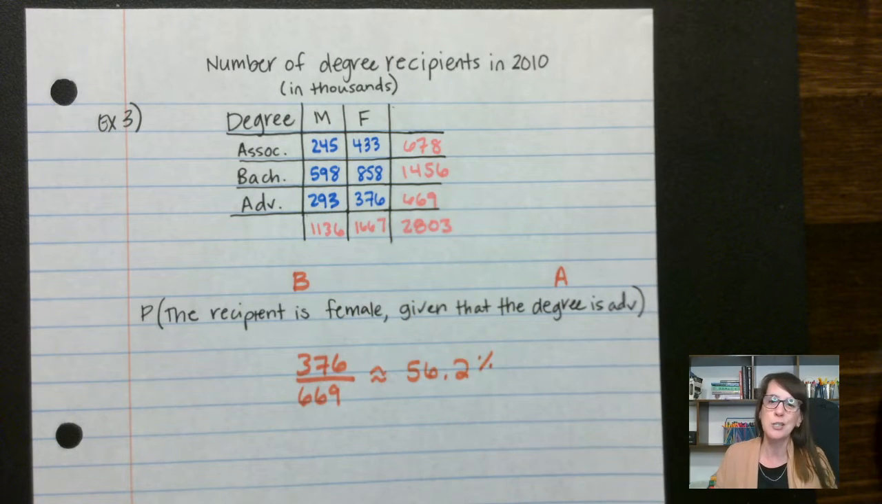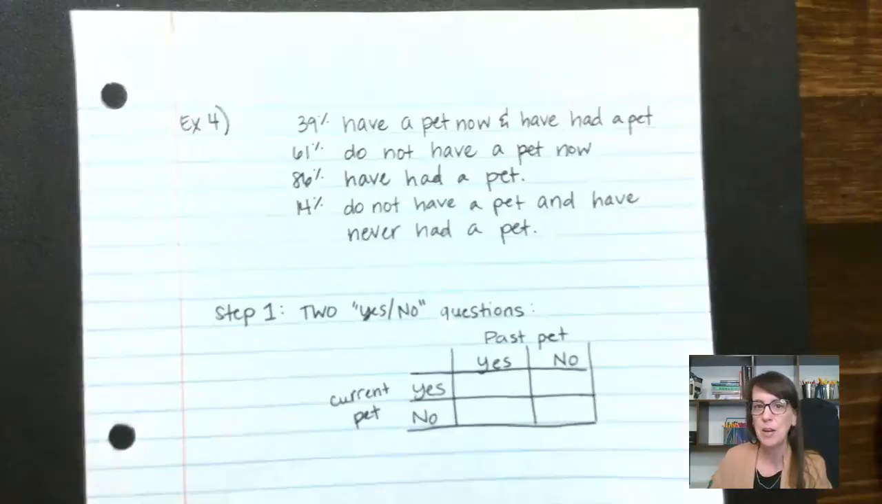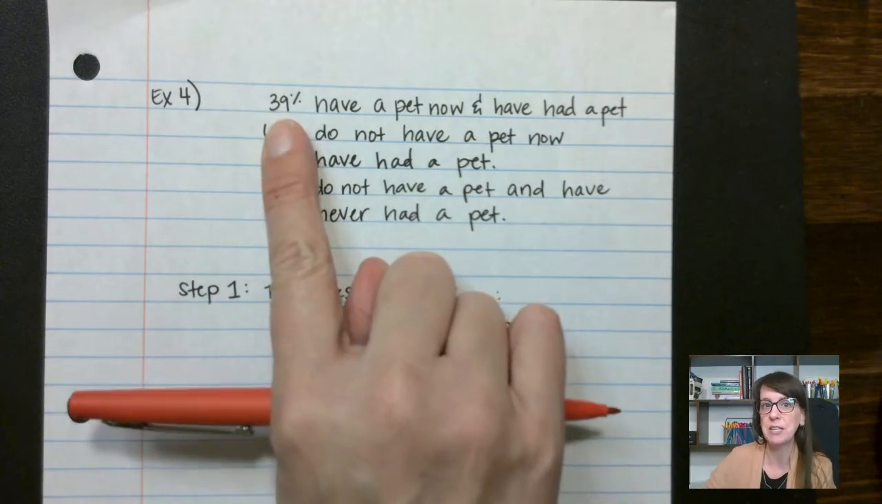So if we do the math on that, we end up with roughly 56, so approximately 56.2%. Okay, so those two-way tables are really helpful for this, but you're not always going to be given a two-way table. In this example here, what we've done is we have percentages.